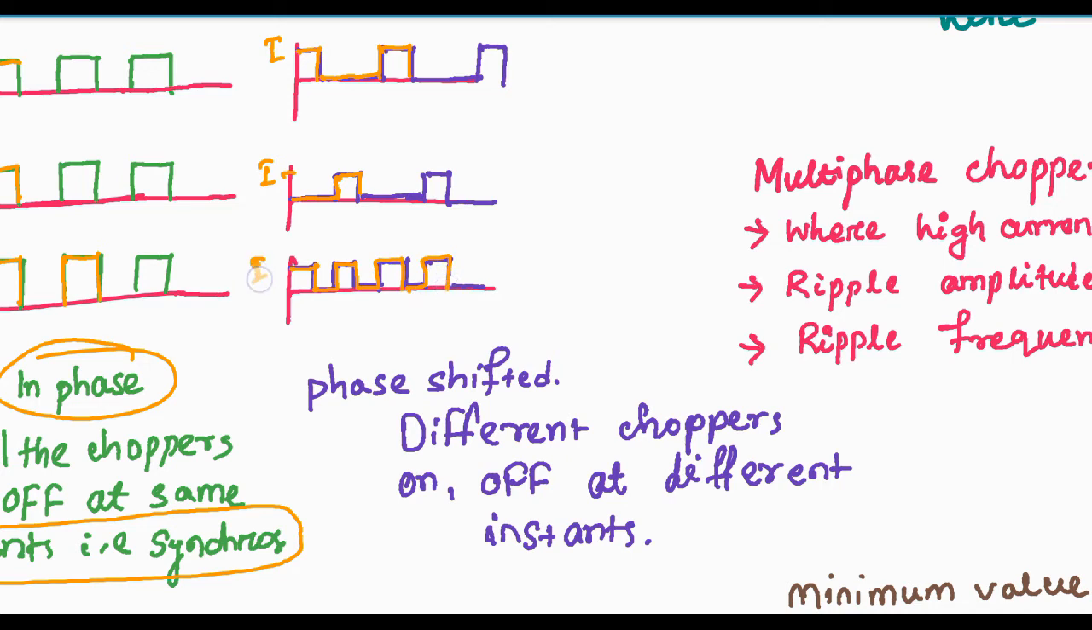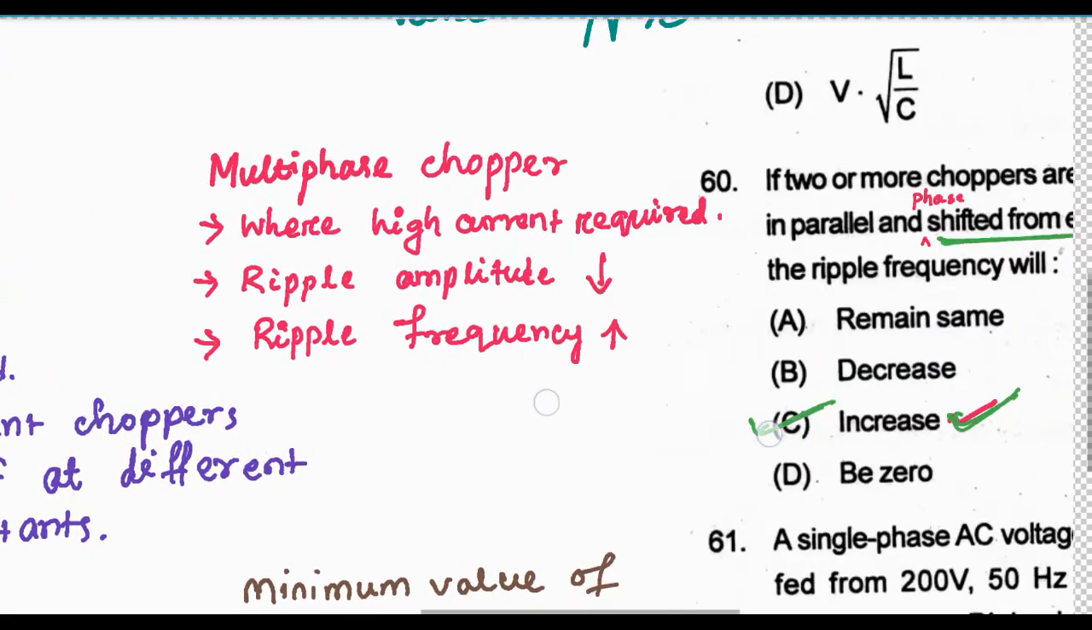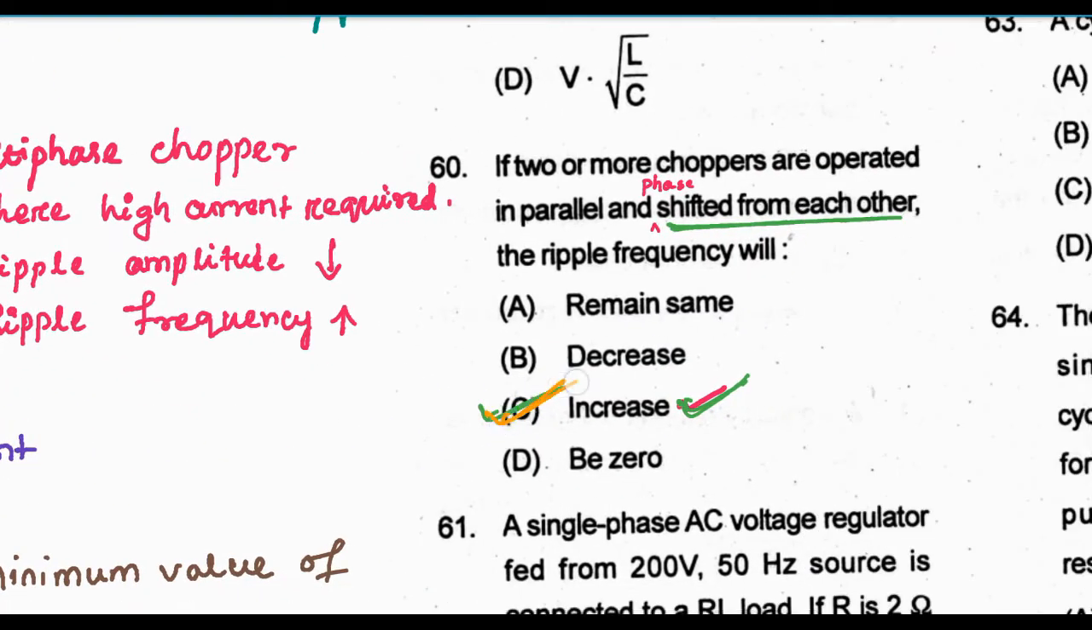Here also the highest magnitude is the same, that is I. Here the amplitude is not increased, but the ripple frequency is increased, because the frequency here is this one, and here the frequency is doubled if they are phase shifted like this. So in this case, different choppers turn on and off at different instants. So here the option is increase.